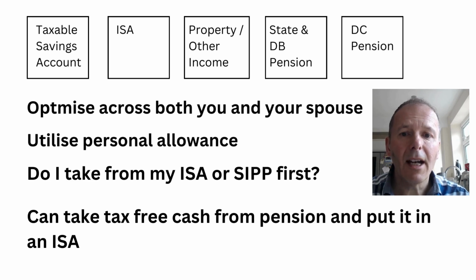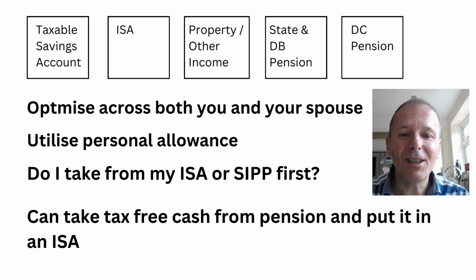So we've looked at tax-free cash in a pension, but there's also tax-free cash within an ISA. So should I take the tax-free cash first from an ISA or from my pension? When you retire, you'll have a taxable savings account or a current account. You probably have an ISA. You might have rental properties, or you should have some sort of other income, even if it's just selling garden gnomes on eBay. You'll have a state pension, possibly a defined benefit pension, a defined contribution pension, and you've got to optimize this for both yourself and your spouse. And it's quite a lot of calculations to be done.